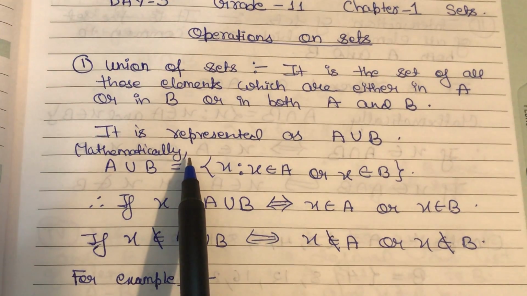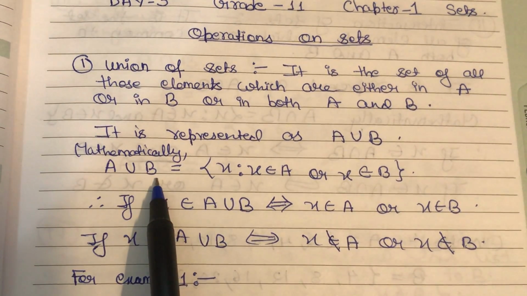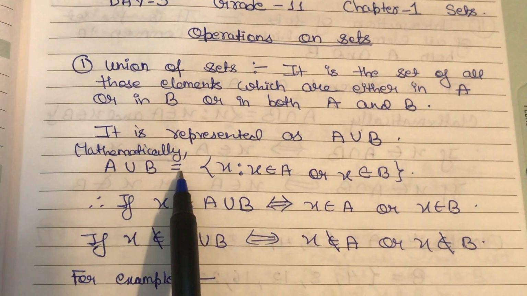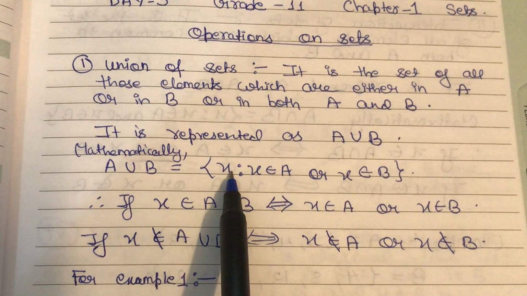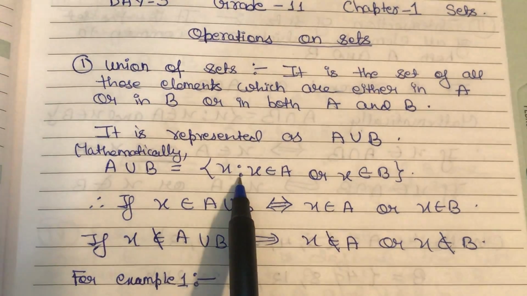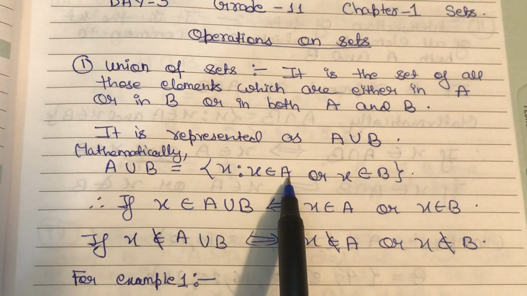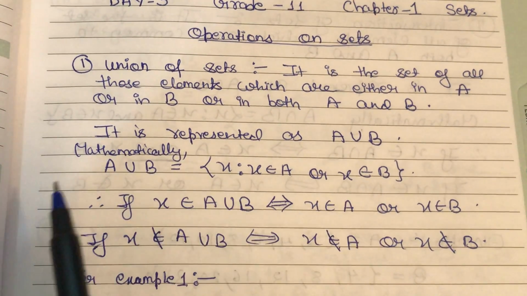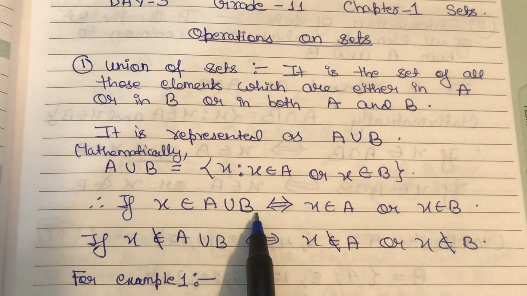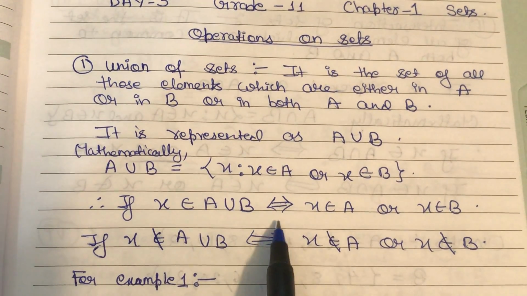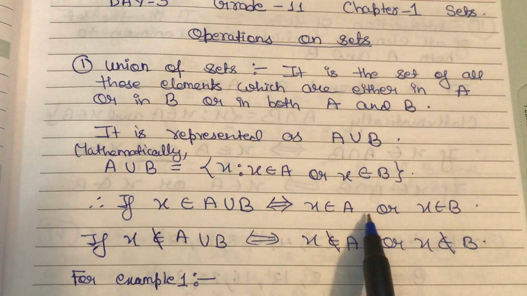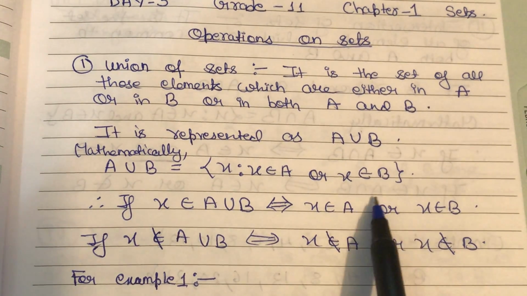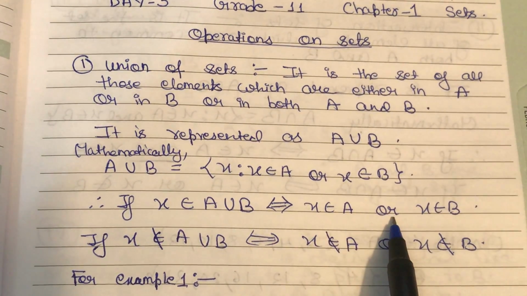Mathematically, we can say that if the two sets are union sets, that A union B, then we can represent it as {X such that X belongs to A or X belongs to B}. If X belongs to A union B, it means that X belongs to A or X belongs to B. Here I am using OR. This thing you need to notice.